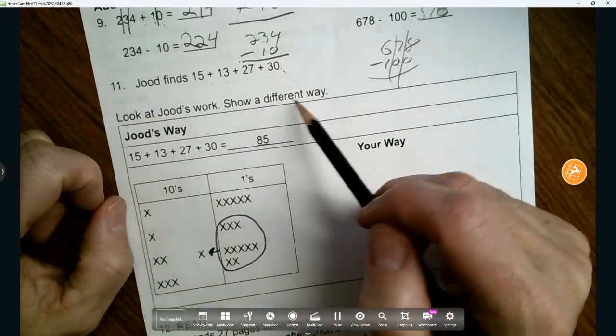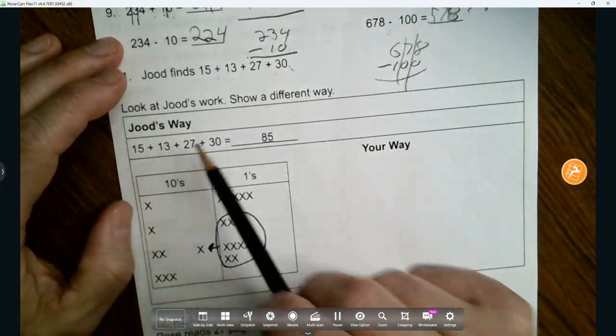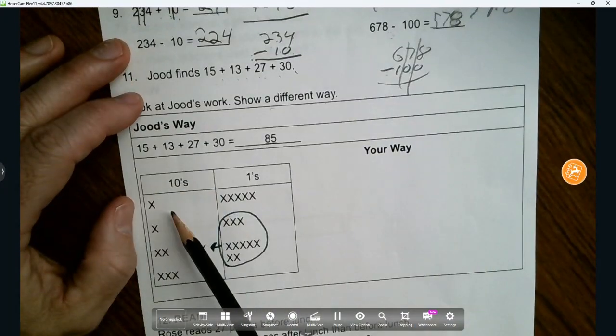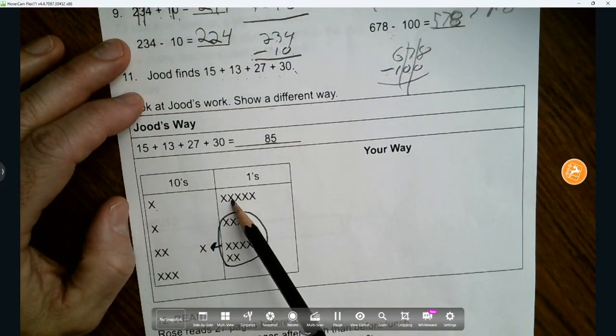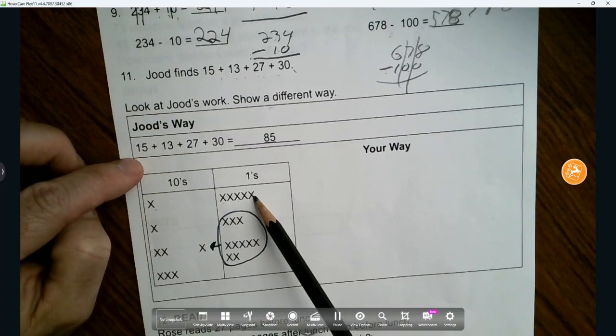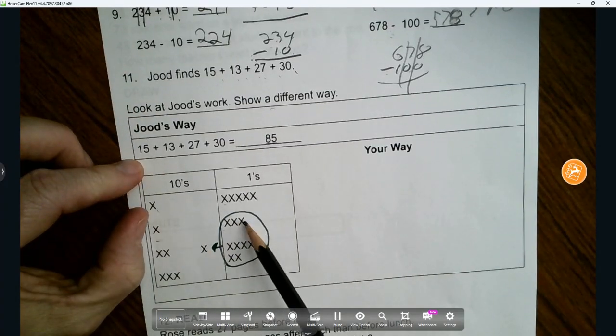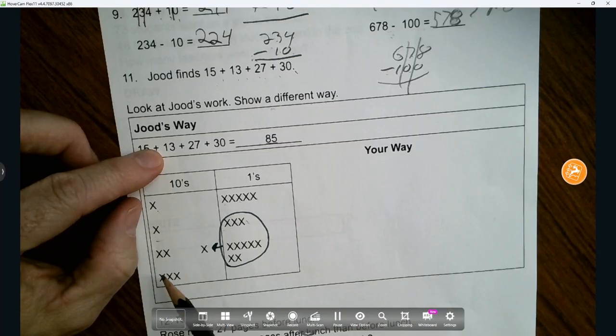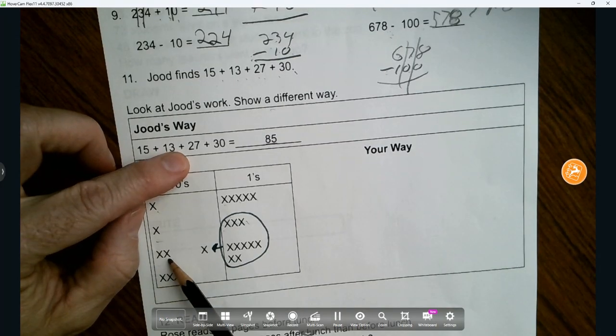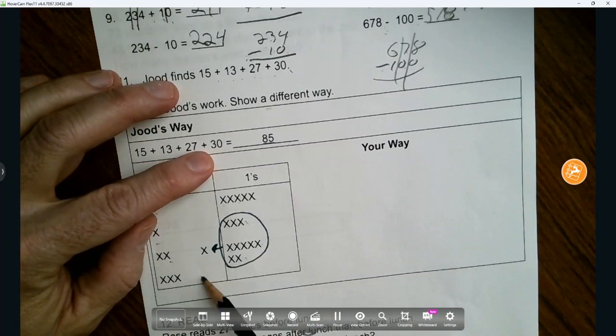All right. Jude finds 15 plus 13 plus 27 plus 30. Look at Jude's work. Show a different way. Jude's way. All right. Here's what Jude's got. He's got 1, 1, 2, 3, 4, 5. That's 15. He's got 1, 1, 2, 3. That's 13. He's got 2 for the 20. 1, 2, 3, 4, 5, 6, 7. He's got that. And then 3 for the 30.